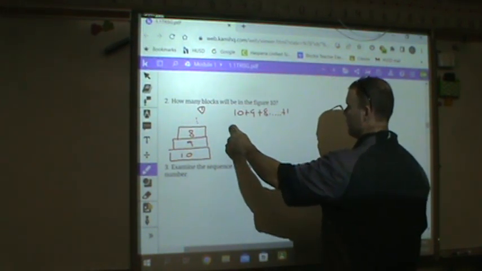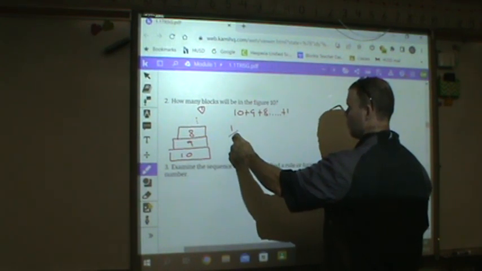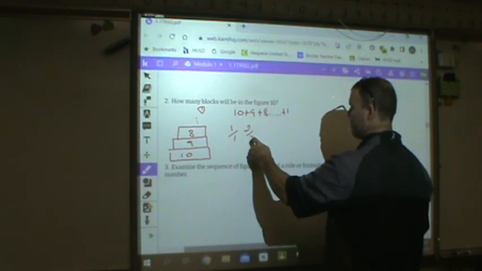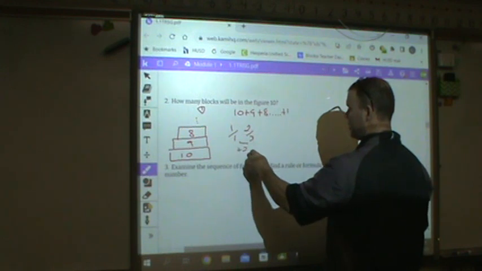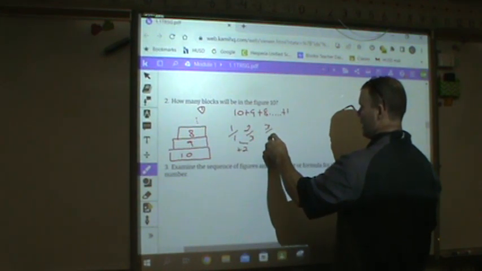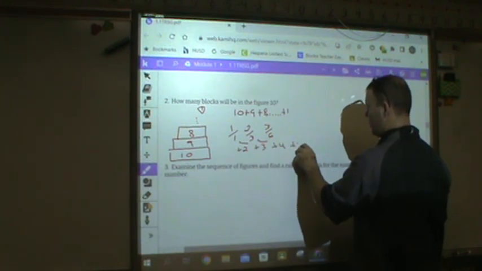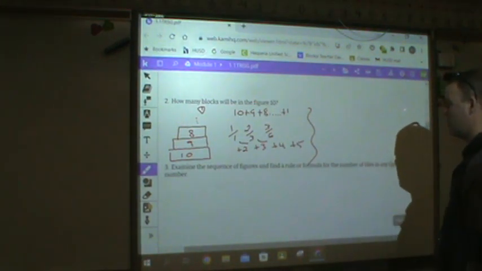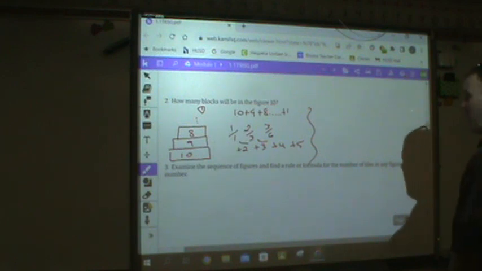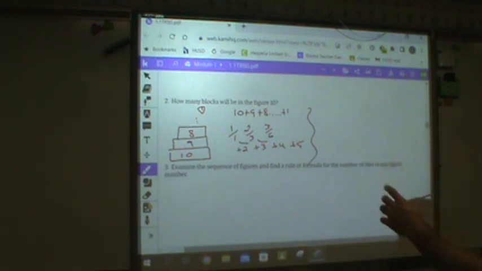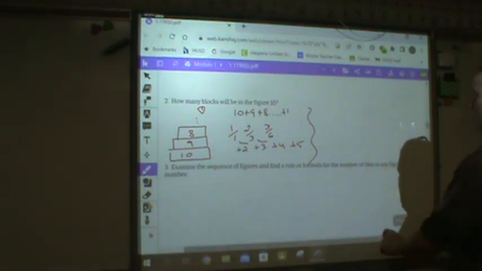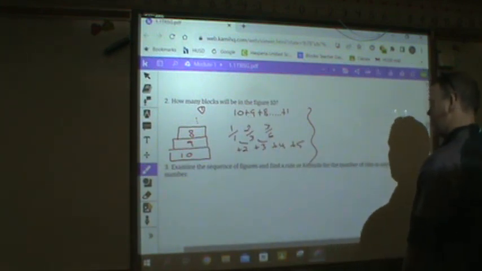Some people notice that figure 1 would have 1 block. Figure 2 would have 3, so that's a difference of +2. Figure 3 would have 6, so that's +3. So you could go +4, +5. There's a lot of different ways to do this, so you just keep up with that pattern. Again, the purpose is recognizing patterns. But, all right, so stop and count and see how many you get.